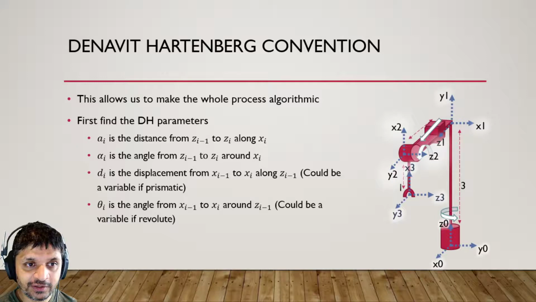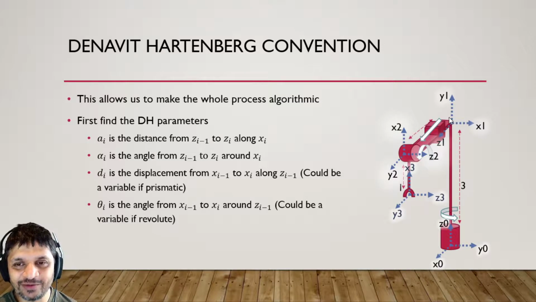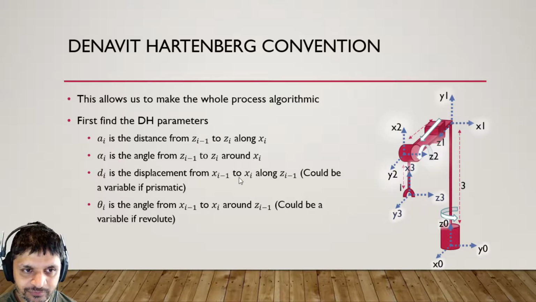So basically, if you take z naught, let's take ai as the distance along x, right? So along xi, in this case along this axis, to get our z's to meet, basically to get our origins to meet. And if we look at it, there is no movement along x to get our origins to meet. So in this case, our ai would be 0, but it could be non-zero in other cases.